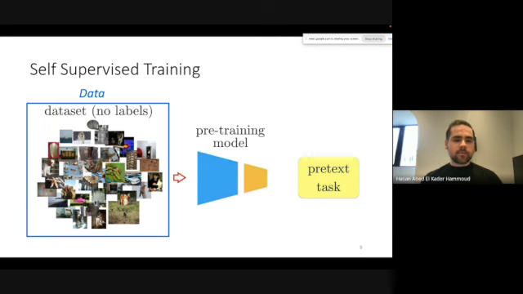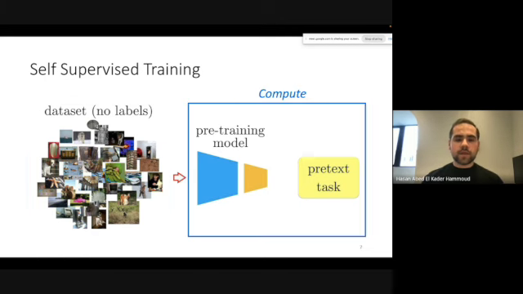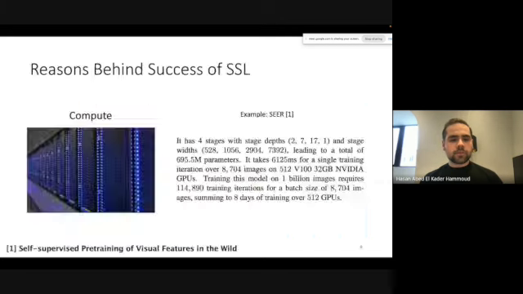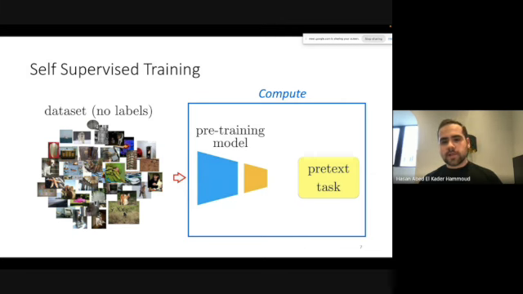And we see that there are two major components in a self-supervised training pipeline. The first one requires data. The second one requires computation, basically compute. And of course, given that you don't have labels, you would expect that you need a lot of compute to let those models converge in general.